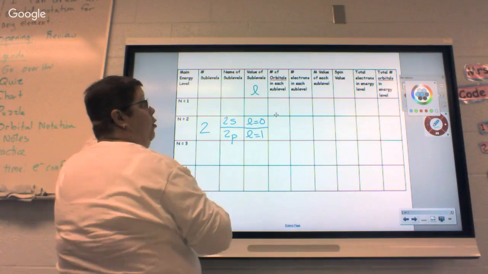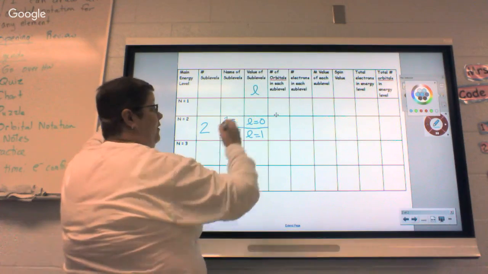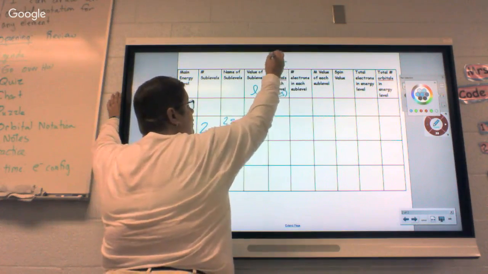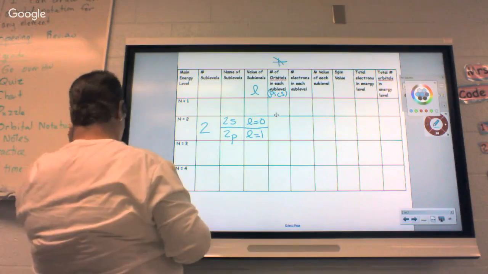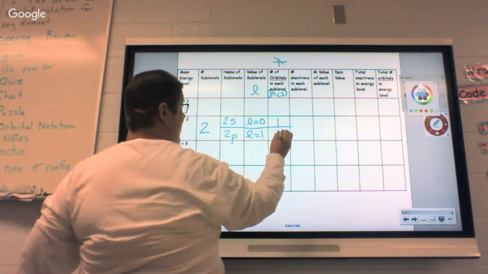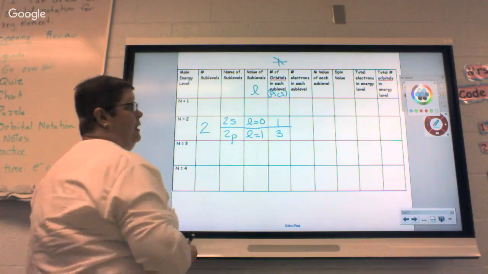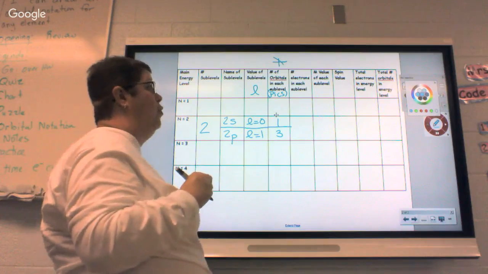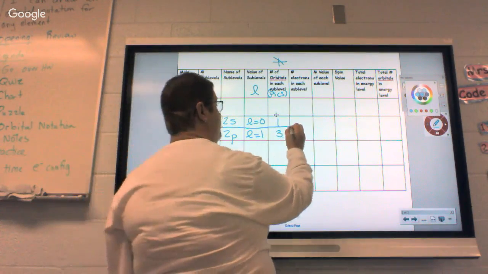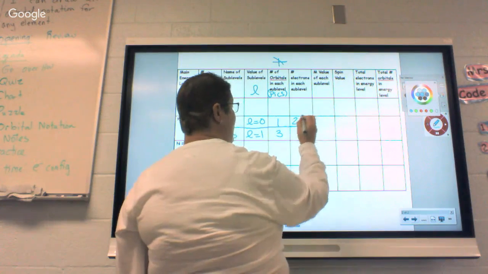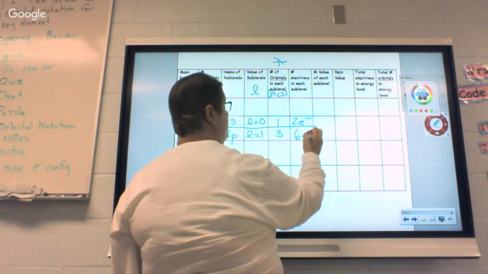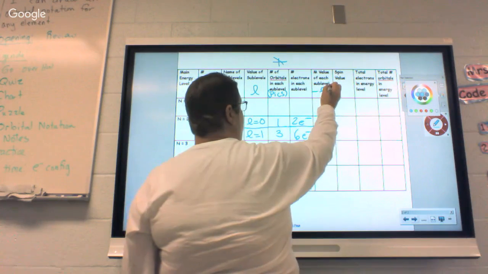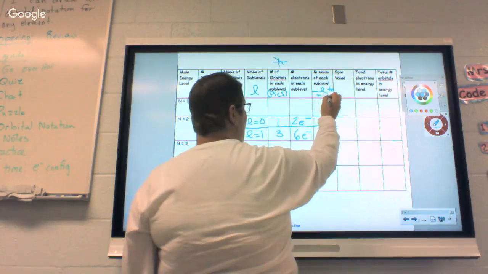All right, now, how many orbitals do s and p have? These are the pictures, or the x, y, and z axis. How many does s have? And how many does p have? Okay. Now, how many electrons can be in the s sublevel if it only has one of those orbitals? It only has 2. How many can p have? It has 6.